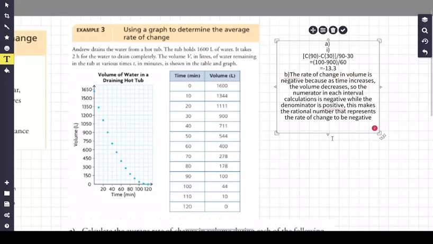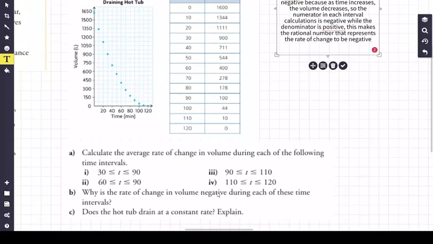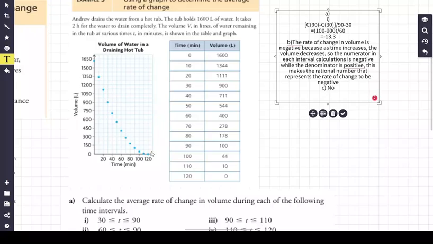Let's talk about C. Does the hot tub drain at a constant rate? There are 2 ways to look at this. One is that you should have calculated all of these intervals, and you should see that it is not, because sometimes it decreases faster than other times. But just by looking at this graph, we can tell it's an exponential decrease. As time goes on, we're draining less and less water. So C, no. The water is not draining at a constant rate.